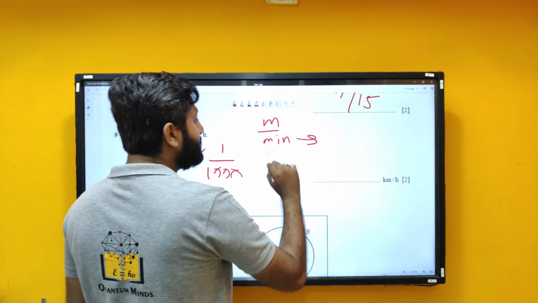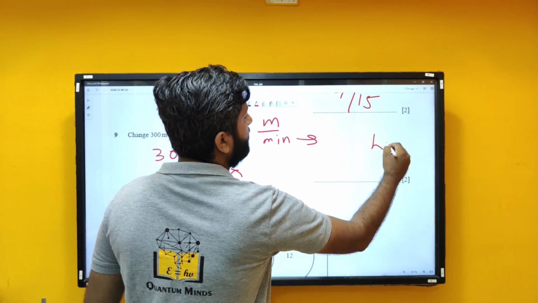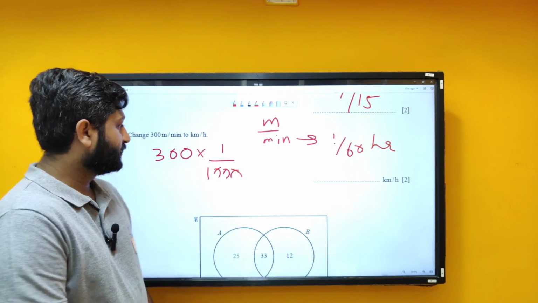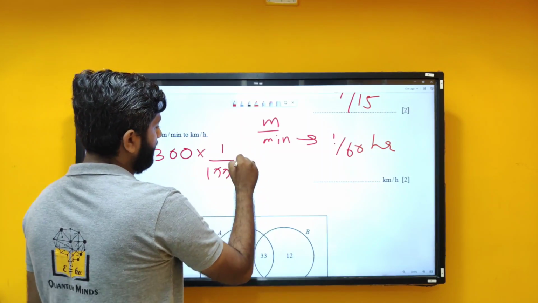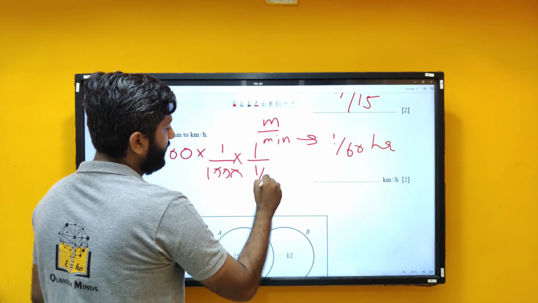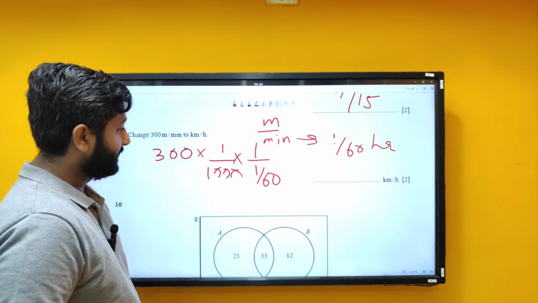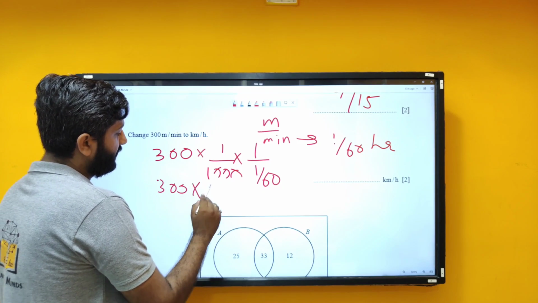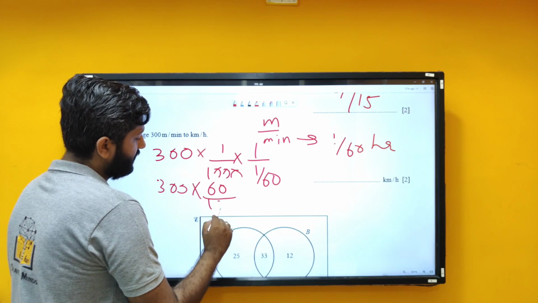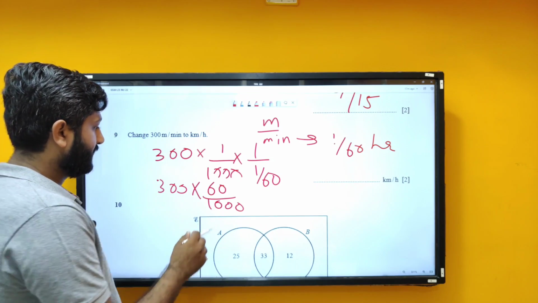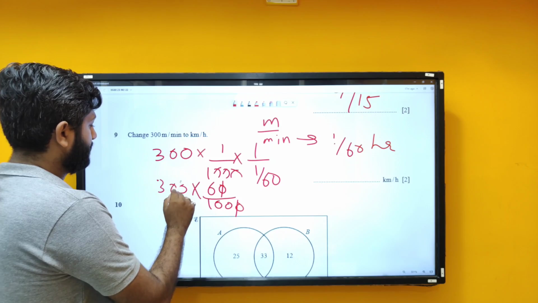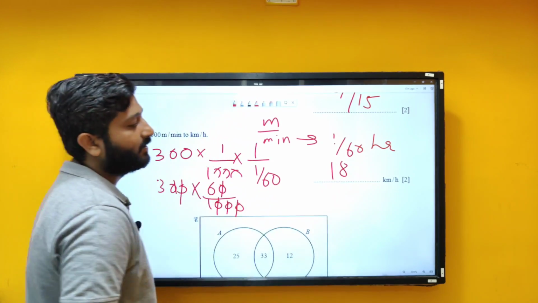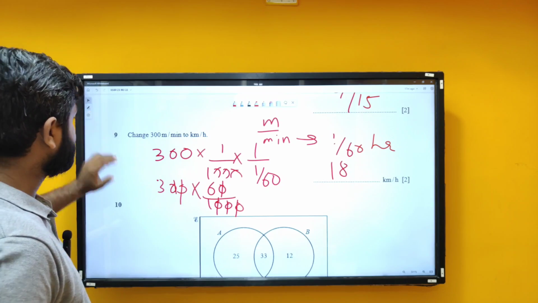So if we want to convert minutes into hours, we'll have to multiply this by 60. So this becomes 300 into 60 divided by 1000, right? So the zeros will get cancelled. I have 18 km per hour as the final answer.